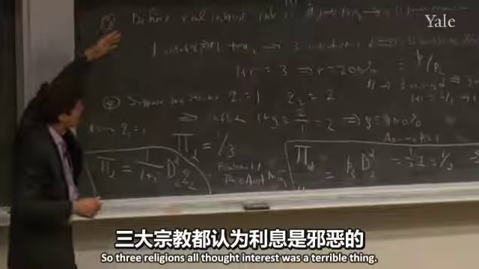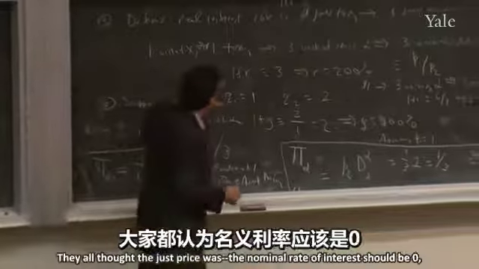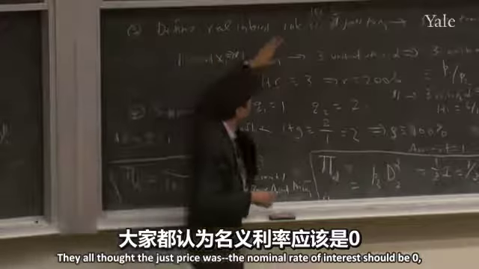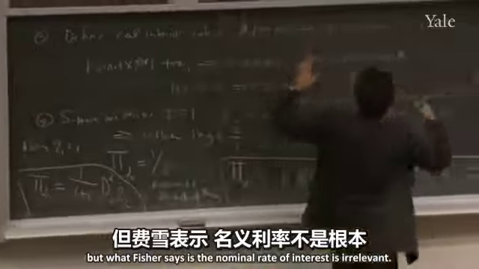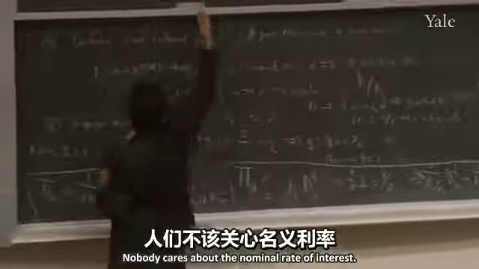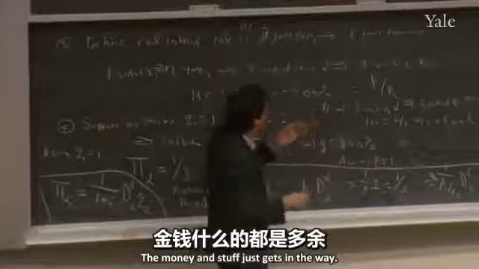So three religions all thought interest was a terrible thing. They all thought the just price, the nominal rate of interest, should be 0. But what Fisher says is the nominal rate of interest is irrelevant. Nobody cares about the nominal rate of interest. They look at apples today and apples next year. The money and stuff just gets in the way.